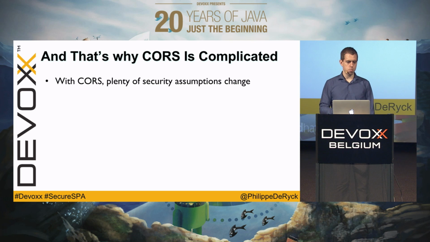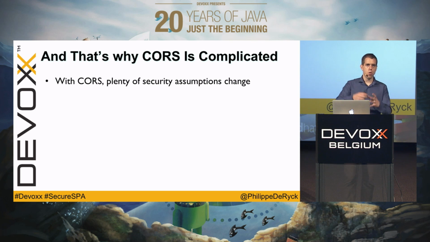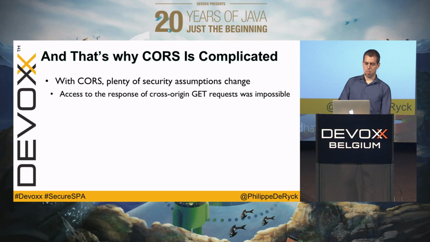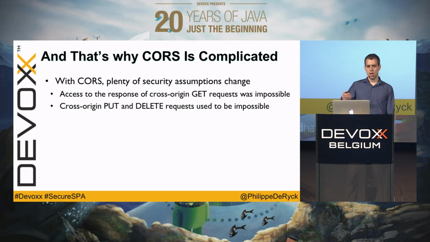And that's why CORS is so complicated, because if you start enabling XHR to go across origins with a delete request, which was never possible before the launch of CORS, well, security assumptions change. A server may not expect a delete request from anywhere else except its own origin. So you need to take care of that. A few examples of things that were not possible: access to the response of cross-origin GETs, we already covered that. Cross-origin PUTs and DELETEs used to be impossible.